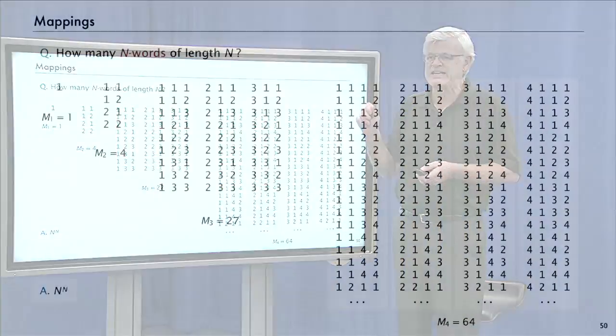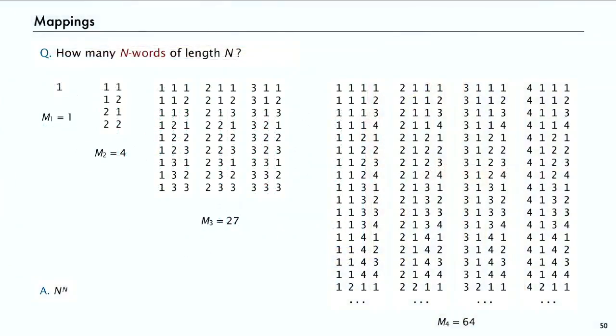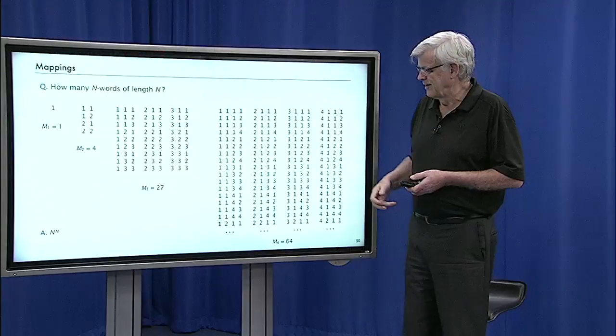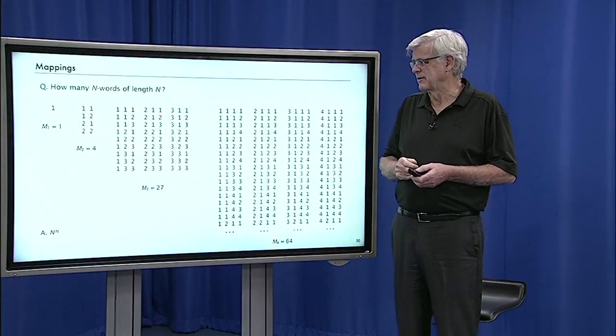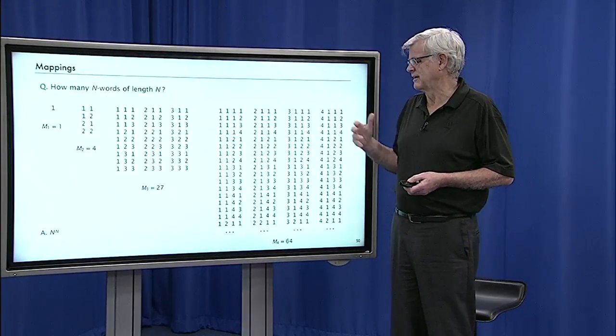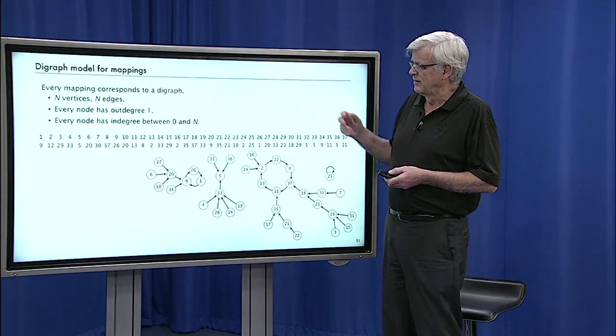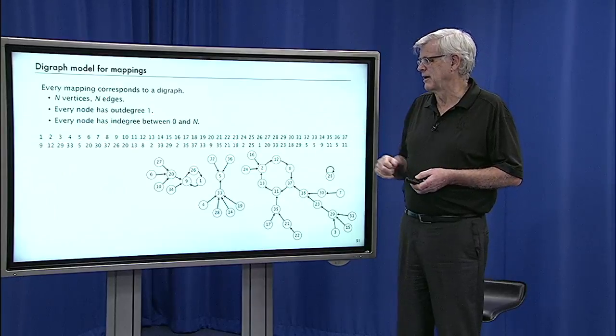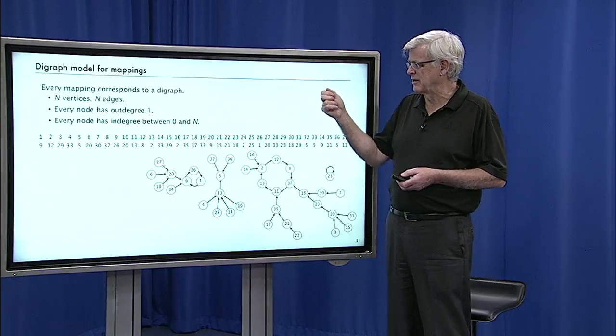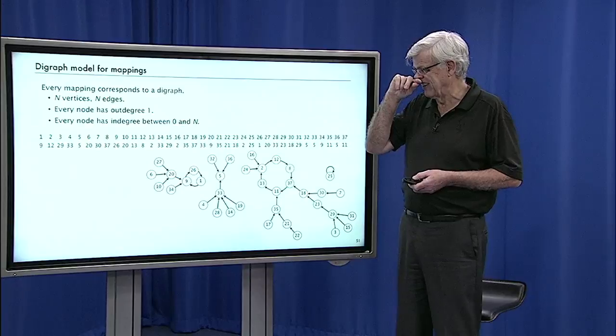A mapping is an n-word of length n. So that is, we've got n characters, and every one of the characters can be anything from 1 to n. So obviously there's n to the n different n-words of length n, or mappings. That seems simple enough, but actually there's lots of interesting structure hidden under this. Because the idea is that every mapping corresponds to a digraph.